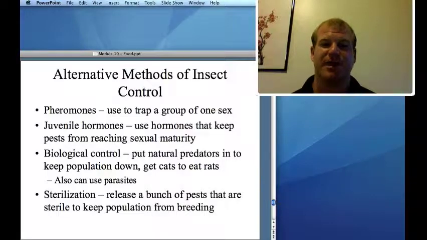Biological control puts in predators. Like if you have a rat problem, get some cats. Or if you have a cockroach problem, get a bunch of geckos. These types of things get the pests out of the way. Also sterilization. If I have a problem with cockroaches, I can take a bunch of cockroaches, sterilize them, and throw them back in the environment. And so those cockroaches, when they mate, do not produce any offspring.